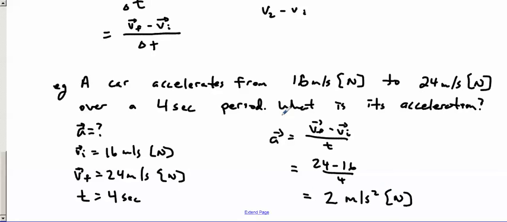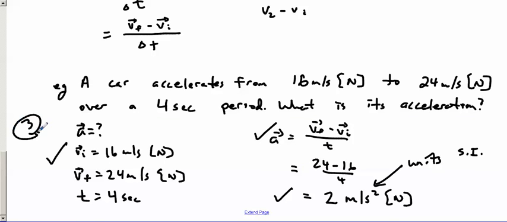Please note here the units in the metric system, which is the SI system, meters per second squared. And remember, this question will be worth 3 marks. 1 mark for your given, which must have the proper units, 1 mark for your formula, and 1 mark for your answer. This question is out of 3 marks. And if you want 3 marks, you will do those 3 things, or you will not receive 3 marks.